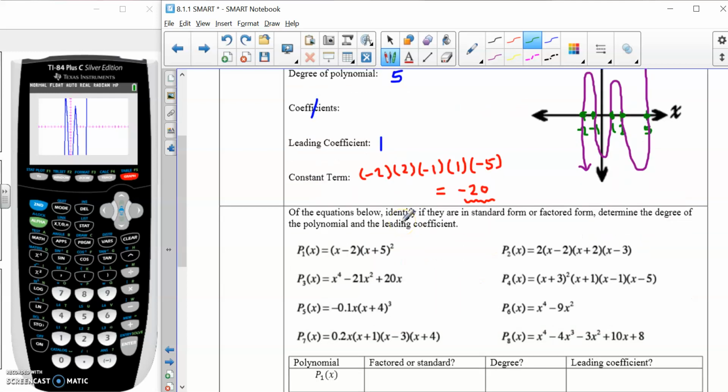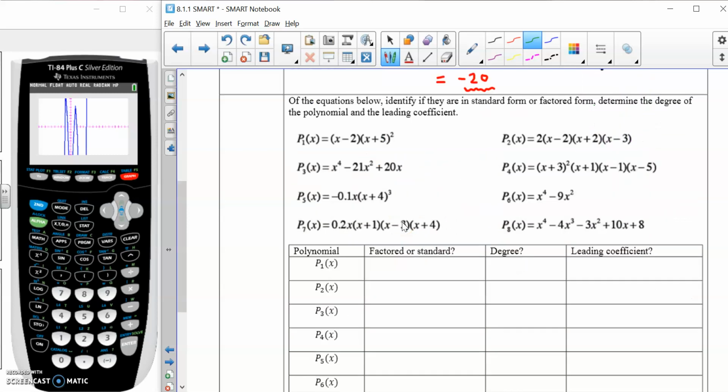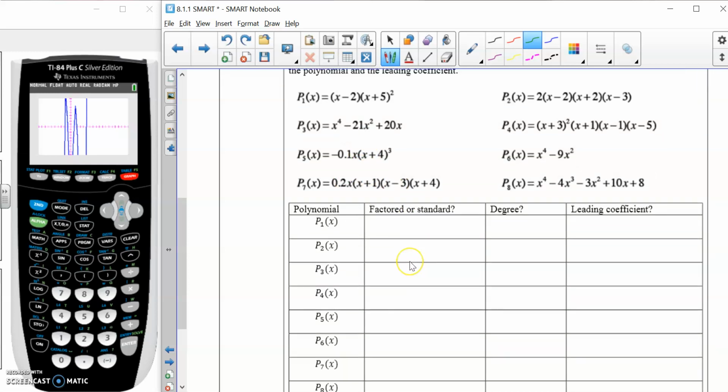And finally, this little activity down here is really good practice just to refamiliarize yourself with the vocabulary and two different forms of polynomials. So let's do a couple of examples. We won't do all of them. I'll leave some for you. I don't want to take up all the fun.